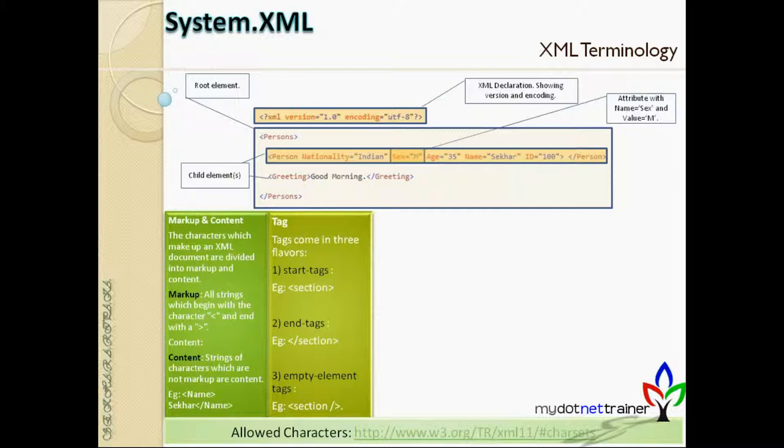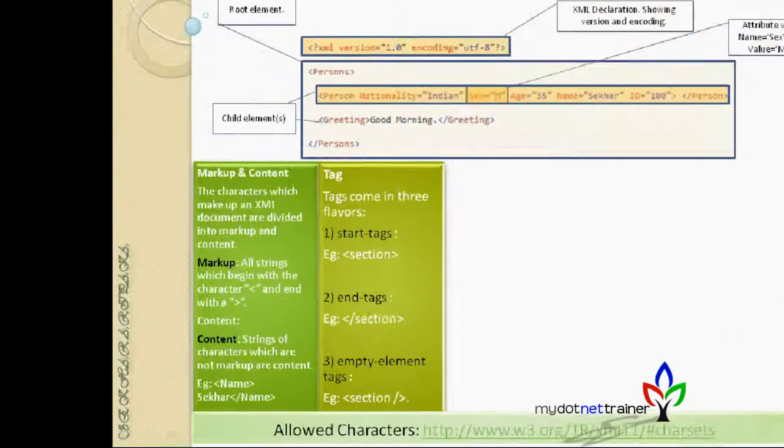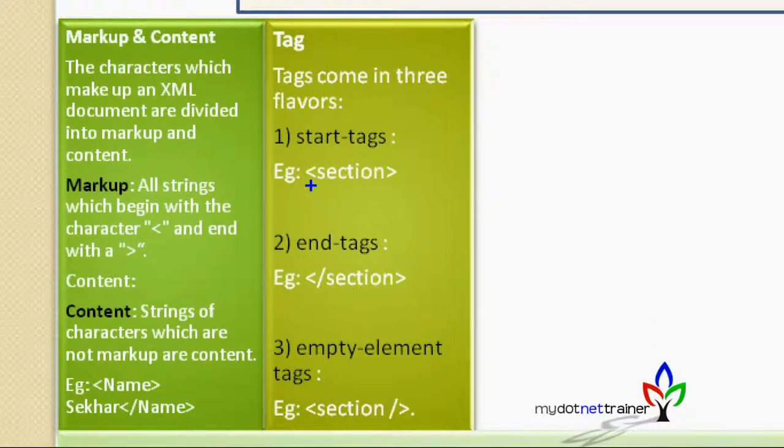And here comes the tag. So what are tags? Whatever you see within the angle brackets defines the tag, and there are three types of tags in general. One is the start tag, which has open and close angle brackets and a name in between them. That's called a tag, and this is called a start tag, followed by the end tag, which has a forward slash.